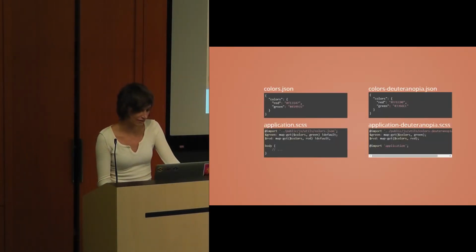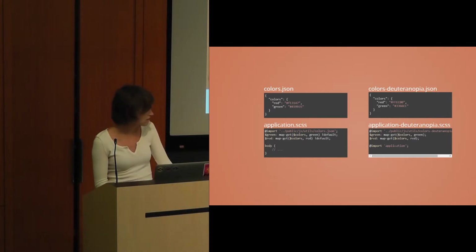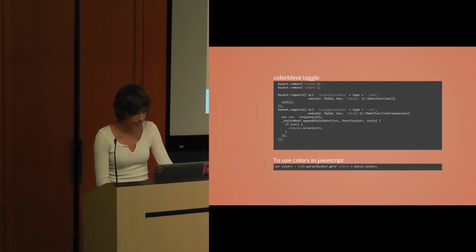This is basically how I implemented the Sass here. So instead of having the colors set in application CSS, I import them from my colors JSON. And same thing for deuteranopia. I have a colors deuteranopia.json, and then I just import them. And I'm still using default variables and still generating the same style sheets.